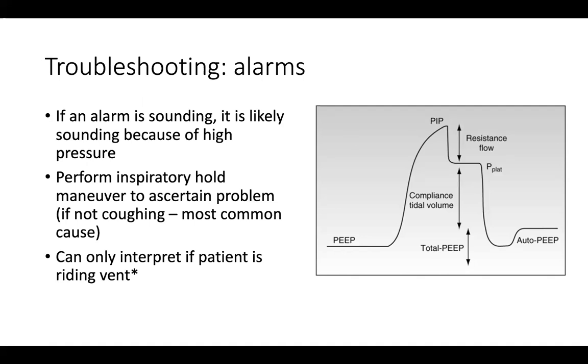But if that alarm is continuing to sound and you don't think that your patient is just coughing, you can perform an inspiratory hold to try to ascertain, is this the problem of airway resistance or is this the problem of change in compliance of my respiratory system? And the really important caveat to this that I did not initially appreciate is that you can only interpret this if the patient is riding the vent. If there's vent desynchrony or they're not just receiving the breaths and breathing with the vent, you cannot interpret these curves.